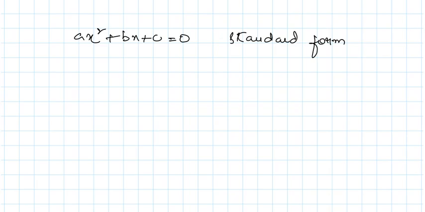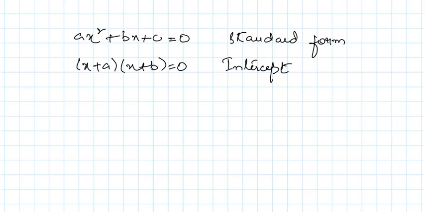And the second form is x minus a, x plus b equals 0. This form is called intercept form. Why are we calling it intercept form? Because we can find the values of the x-intercepts directly from this, or we can say the roots of the equation.